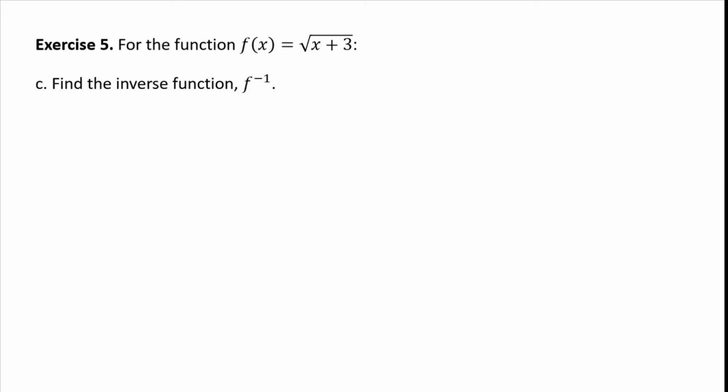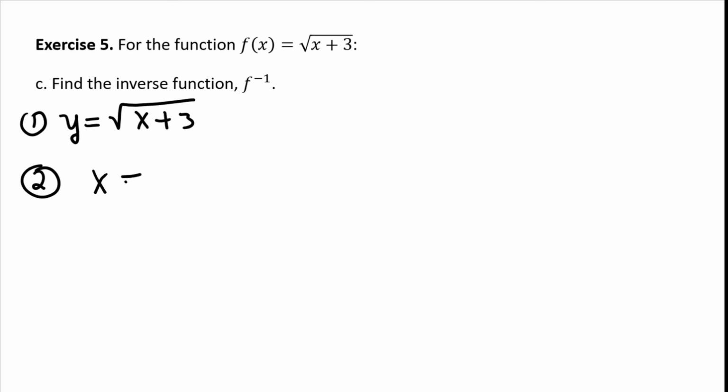Okay, now part C, find the inverse function f inverse of x. So to find the inverse, let's rewrite f of x equals the square root of x plus 3 as y equals the square root of x plus 3. That's step 1. Step 2 is interchange the x and y. Why do we do that? Because the inverse function's domain and range is exactly the opposite of the original function.